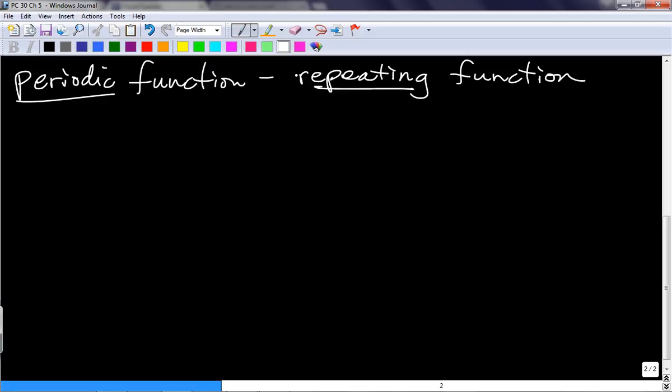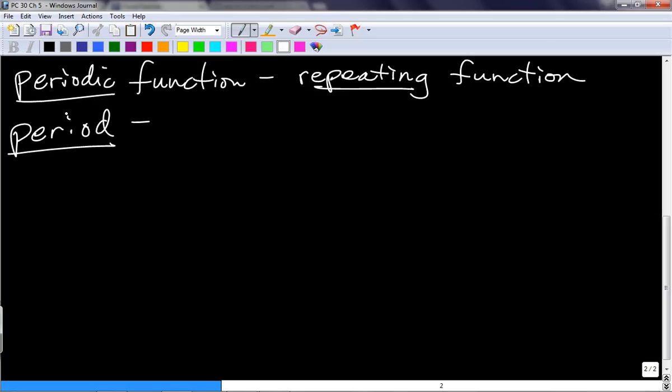If something is periodic, like a magazine or like a periodical, have you ever heard that? A periodical? It comes out every so many months. It's periodic. It repeats. It's produced at regular intervals. All right. The period. Okay. So if something is periodic, what does the period refer to? It is the length of the interval of the domain over which the graph repeats itself.